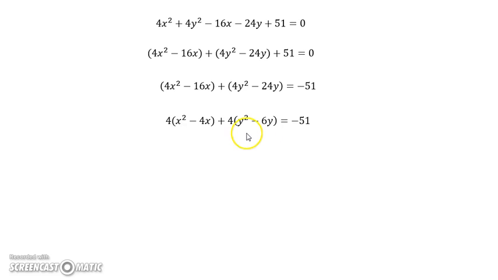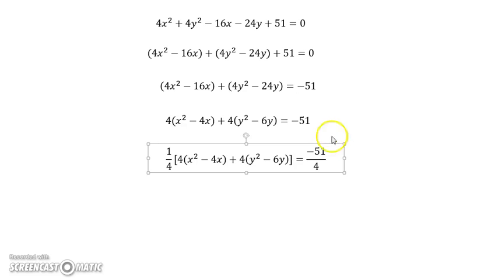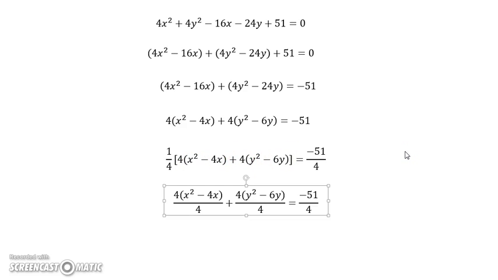And now I'm going to divide both sides by 4, or multiply by 1/4. That's the same thing. So when I have 1/4 on this side, I'm going to multiply by both of my terms. So I'm going to multiply by this factor with my x's and this factor with my y's. So you can see I get 4 over 4 with my x and y terms, which are going to end up canceling out, and negative 51 over 4.